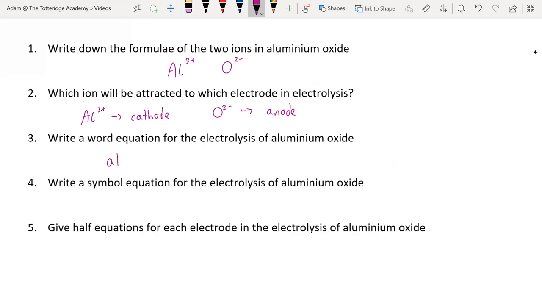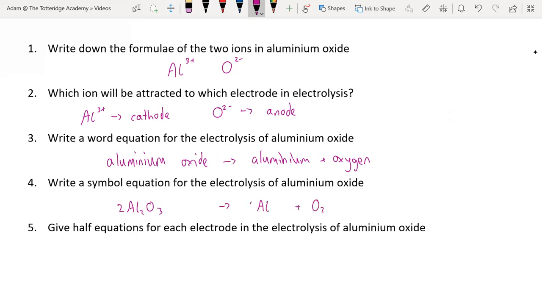Word equation. If you didn't know how to work that out, then this lesson is probably a waste of your time, and you should go back to the very first video on electrolysis. So aluminium oxide is Al2O3. And if you don't know how to work that out, again, we did a video on deducing ionic formulae, which you should go to. That turns into pure Al and O2.